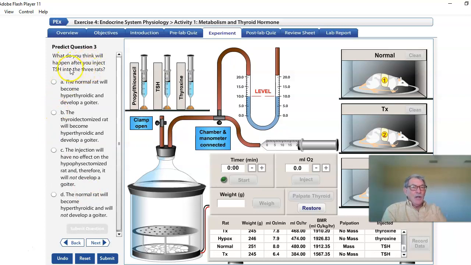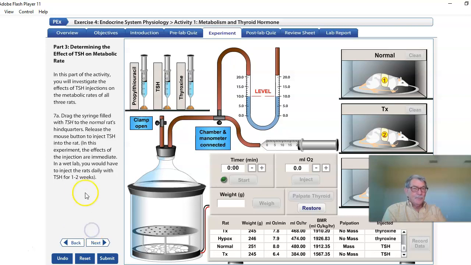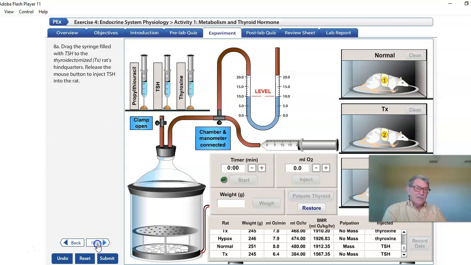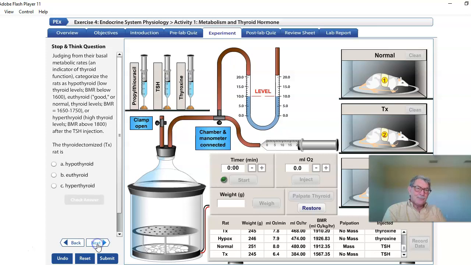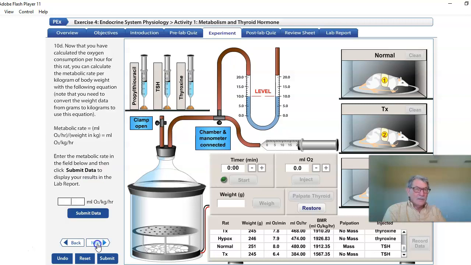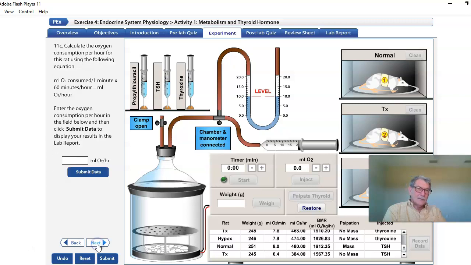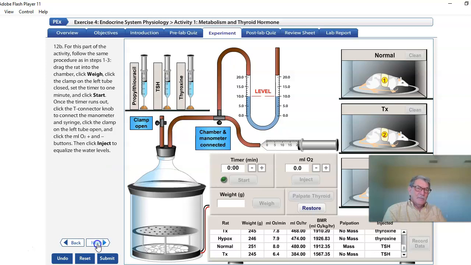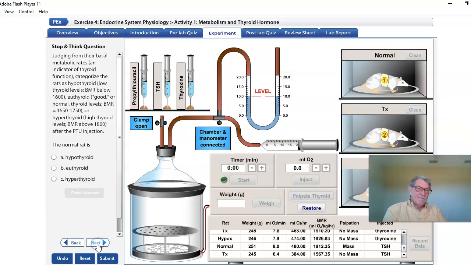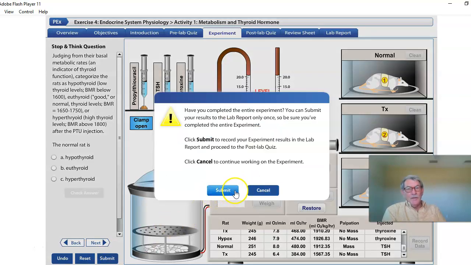What do you think will happen after you inject TSH into the three rats? Normal rat will become hyperthyroid and develop a goiter. Yeah, TSH, yes, because TSH stimulates the thyroid and causes goiters. Okay, next. Let's see if we can get past all of this stuff. Okay, forget that. Let's go to submit. Let's just submit everything.